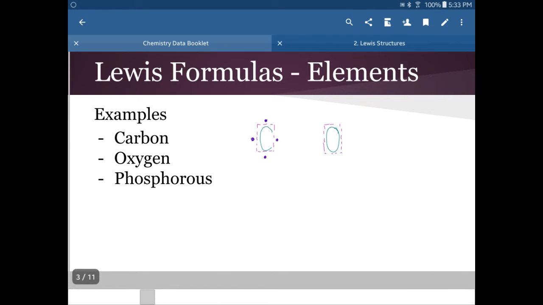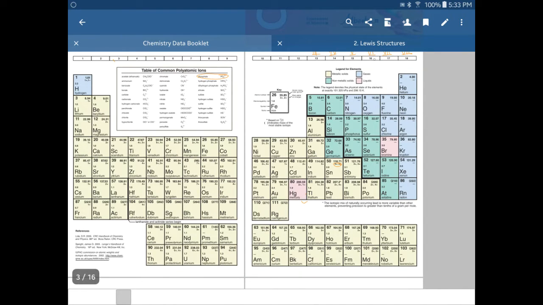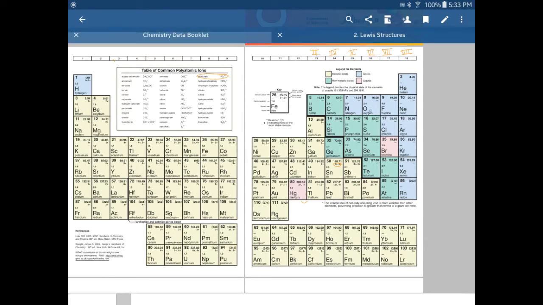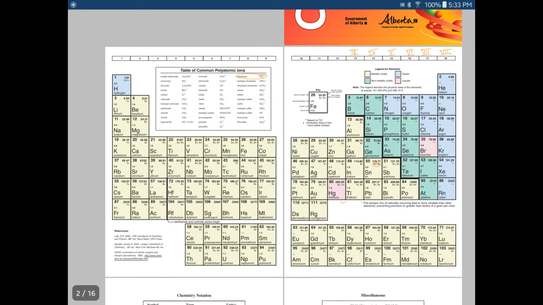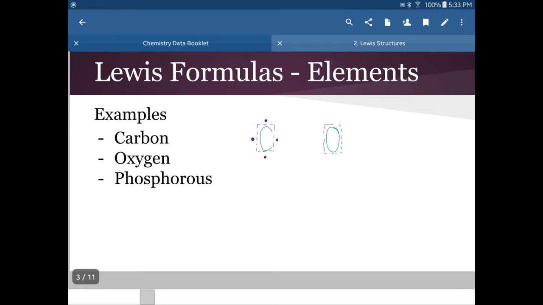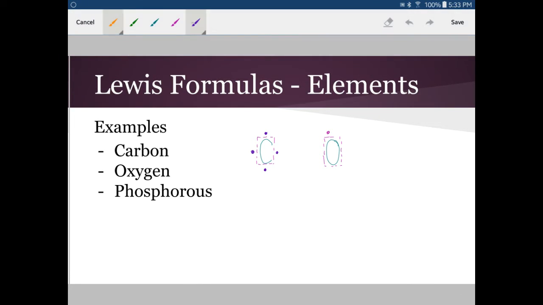And when I jump back over to my data booklet, I see that oxygen is in the 16th column, which means that it has 6 valence electrons in it. So again, if I count from left to right, 1, 2, 3, 4, 5, 6 electrons in that valence shell. So again, I start by drawing out my 1. I'm just going to change the color here. 1, 2, 3, 4.